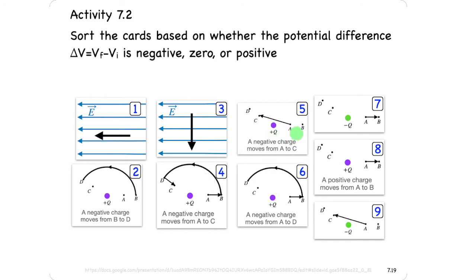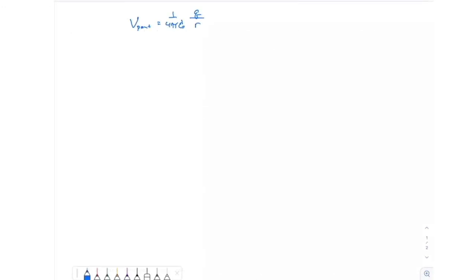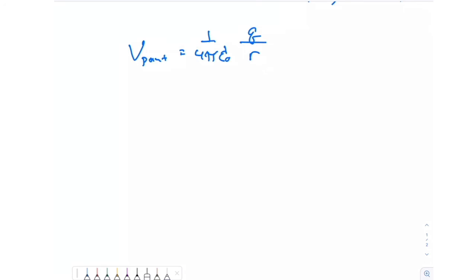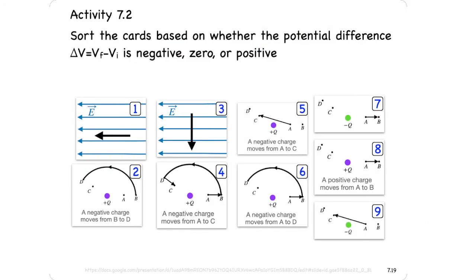Okay, given that, what do we know about 5? It's 0 as well, because I said it doesn't matter what path we take between A and C. They're the same distance away from Q. So in our 1 over 4 pi epsilon naught Q over R, we have the same R at point A and at point C. How about 6? That is negative. We are going to a lower potential as we move further away from our charge. So here's our expression for the electric potential. Because it's got this 1 over R, when we get further away, the potential goes down. And that's what we've got going from A to B. And then no change in potential from B to D.